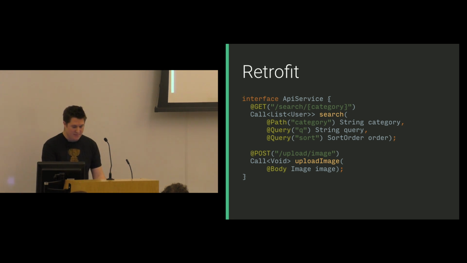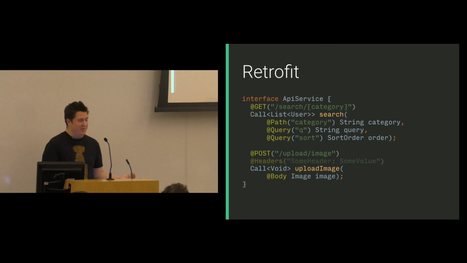Additionally, you can specify headers manually. So if you have an endpoint that requires some extra header, a content type or an accept header or whatever, you can manually add them. And there's a few more. There's actually a bunch of these.